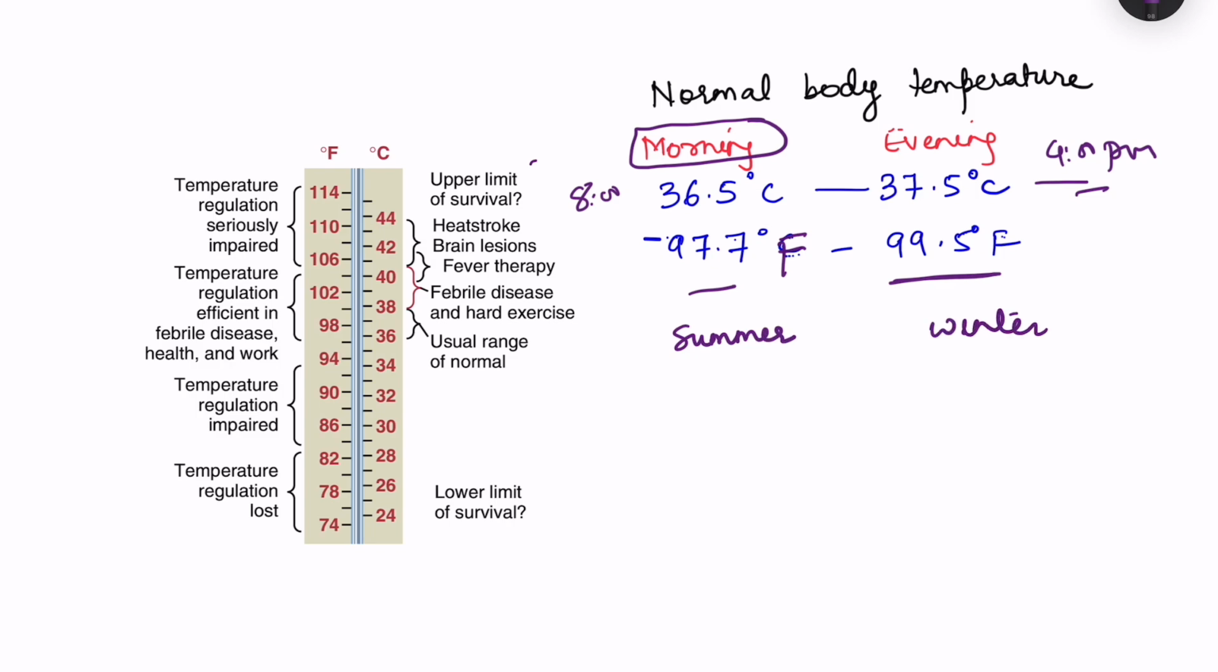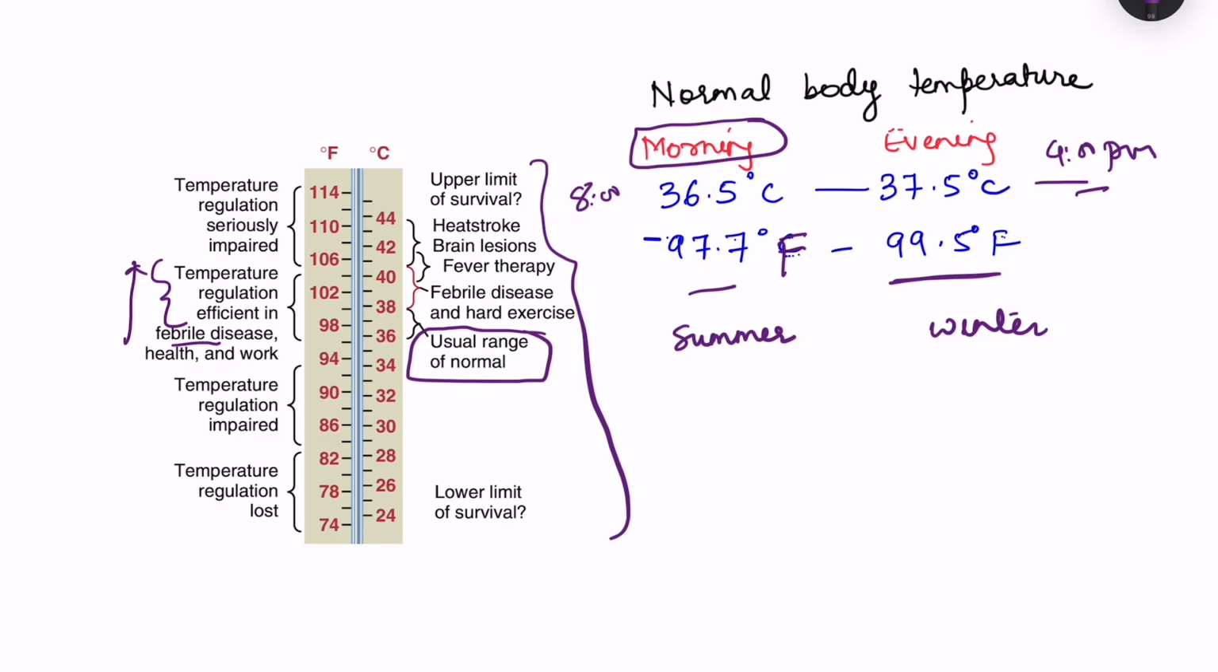Now, if we see this diagram, we see the normal range of temperature, and the increase and decrease in body temperature as well. This is the usual range of normal temperature. Going above, there are certain diseases like febrile diseases, or if we do excessive work like exercise, then also the temperature is going to rise. However, in these conditions, the temperature regulatory mechanisms are efficient. They are still working and they will try to adjust the body temperature according to the hypothalamic set point.